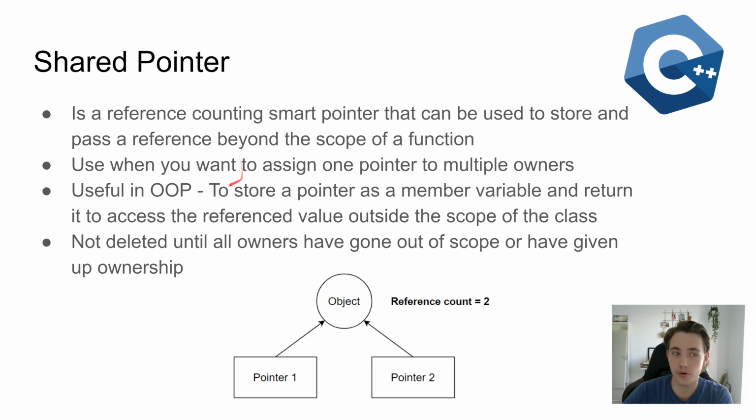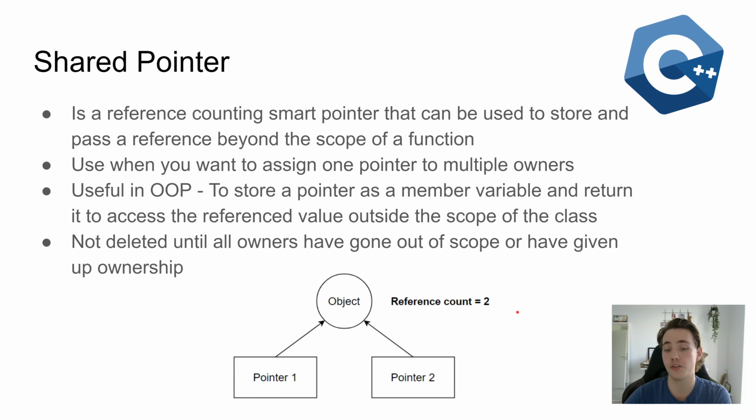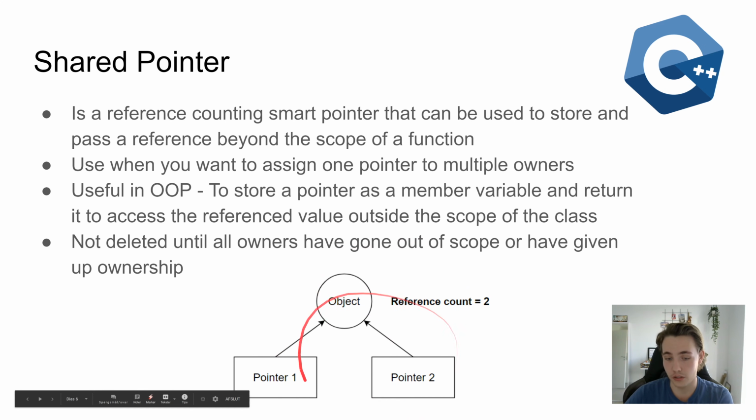We can use the shared pointer when you want to assign one pointer to multiple owners. As we can see down here, we can have two pointers pointing to the same object, and then the reference count will be 2 in this case, because we have these two pointers pointing to the same object.